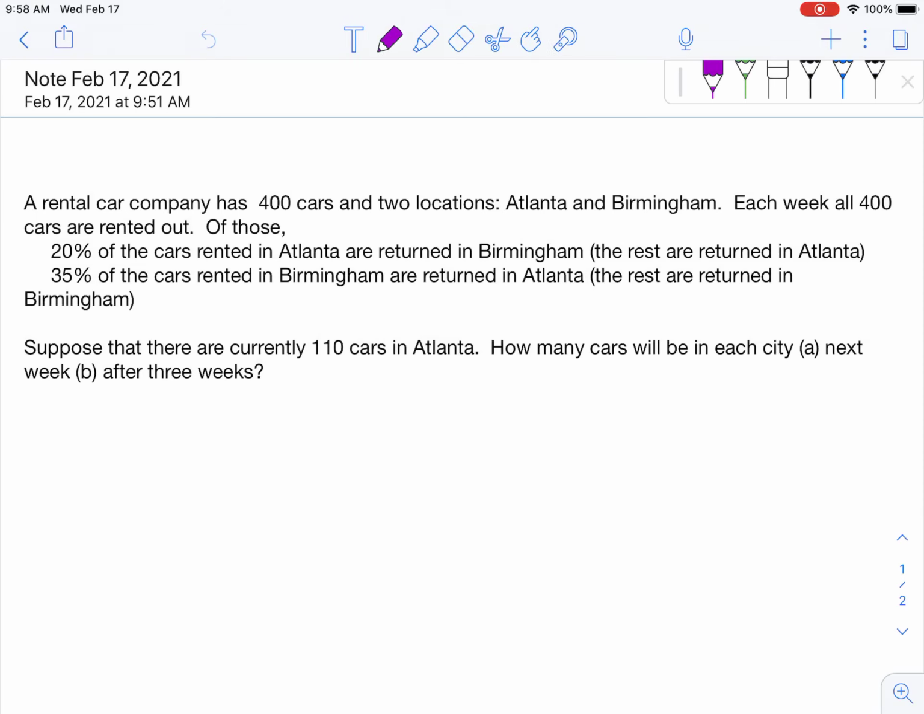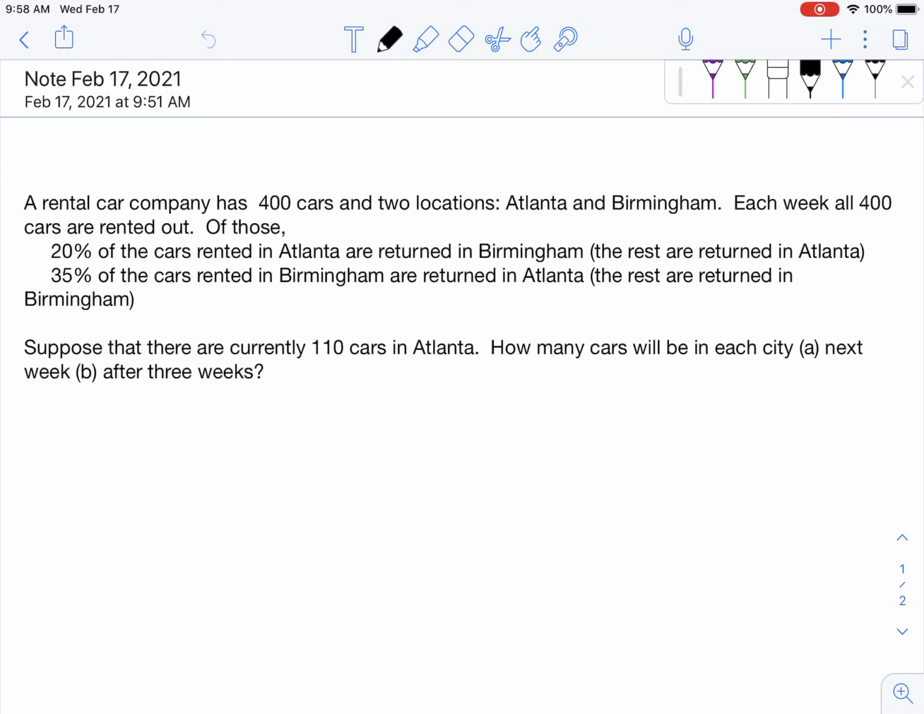Let's look at this problem. A rental car company has 400 cars in 2 locations, Atlanta and Birmingham. Each week, all 400 cars are rented out, and of those, 20% of the ones rented in Atlanta are returned to Birmingham, and 35% of the cars rented in Birmingham are returned to Atlanta. Suppose there are currently 110 cars in Atlanta. How many will there be in each city next week and after 3 weeks?